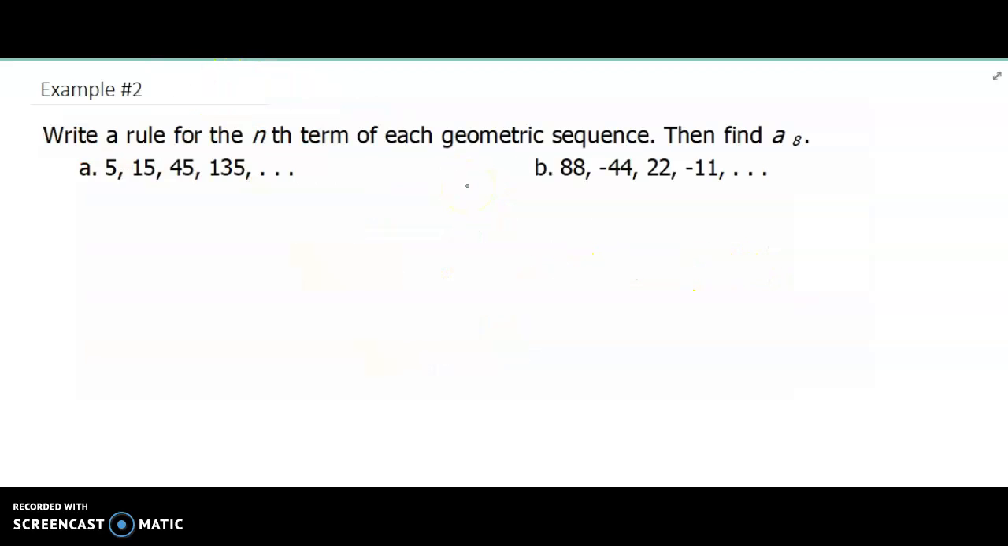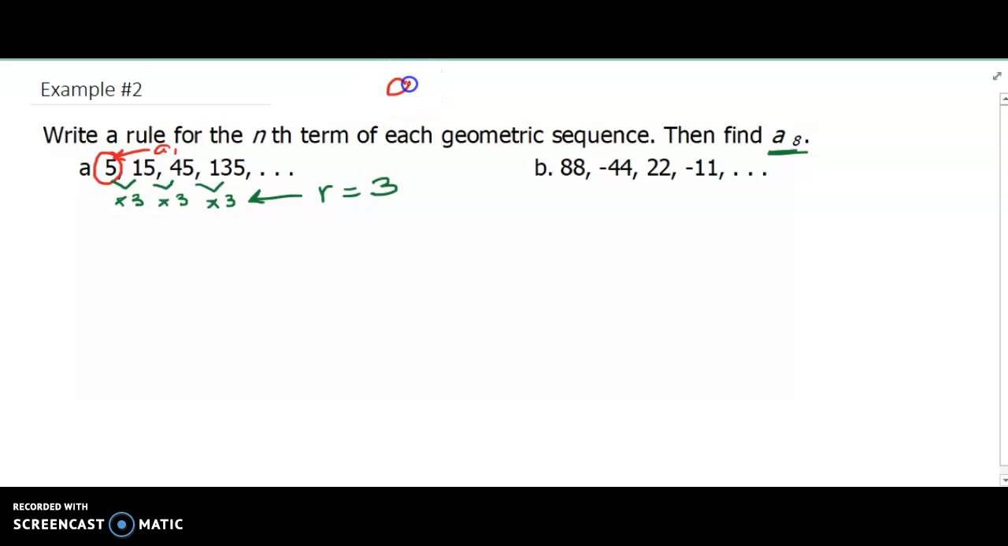All right, so let's look at example 2 now. Okay, so we want to write a rule for each geometric sequence, then find a sub 8. Okay, well, if I look at this, I want to make sure it's a geometric sequence. It says it is, but I want to make sure. So 5 to 15, we're multiplying by 3. We're multiplying by 3 from 15 to 45. 45 times 3 is 135. So our common ratio is 3, and we will need that. We have our first term.